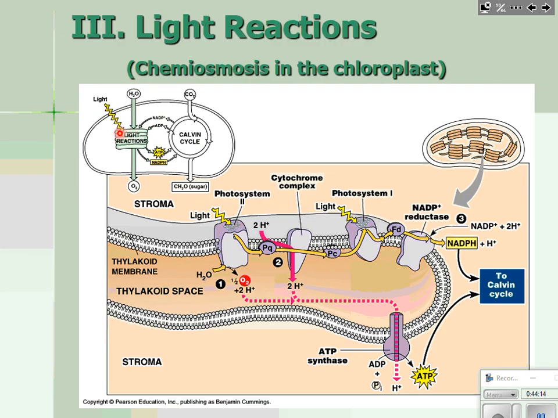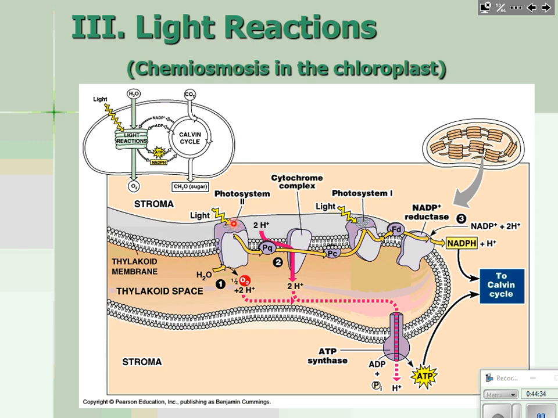So we are looking inside one little disc, one thylakoid. This is a thylakoid. Notice it is surrounded by a phospholipid bilayer membrane. Here is light striking photosystem 2. What does that do?